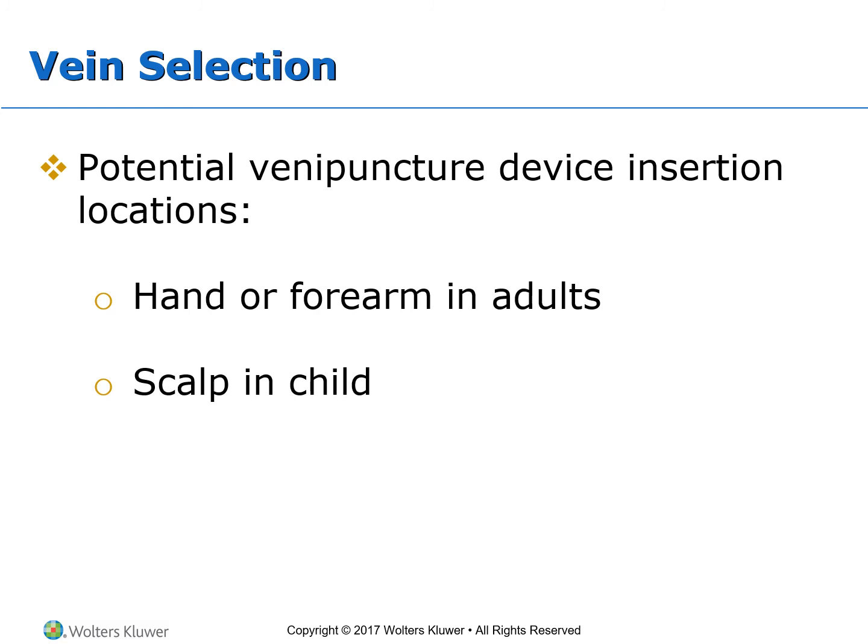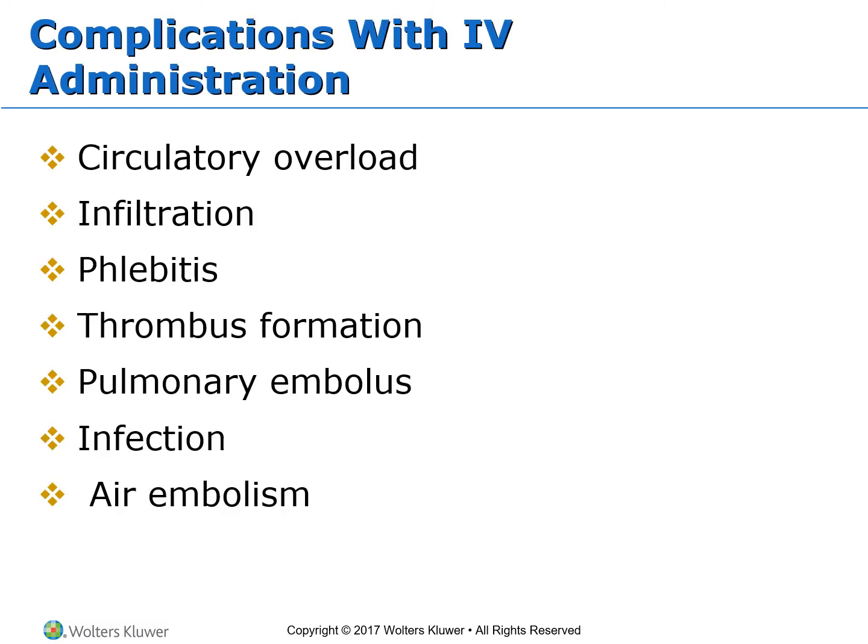Assessing for complications. Complications associated with the infusion of IV solutions, Table 16.7, are circulatory overload, intravascular volume that becomes excessive; infiltration, the escape of IV fluid into the tissue; phlebitis, inflammation of a vein; thrombus formation, a stationary blood clot; pulmonary embolus, a blood clot that travels to the lung; infection, growth of microorganisms at the site or within the bloodstream; and air embolism, a bubble of air traveling within the vascular system.